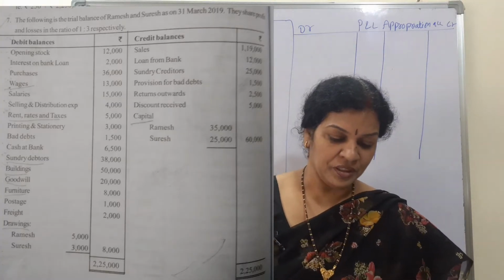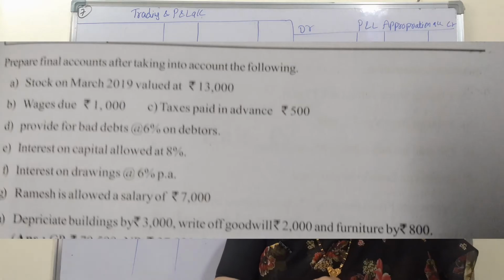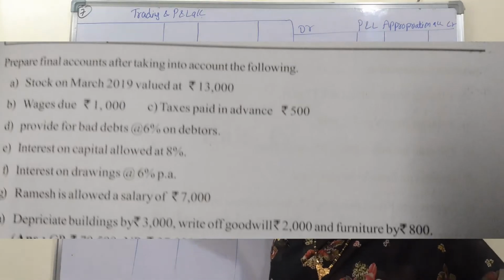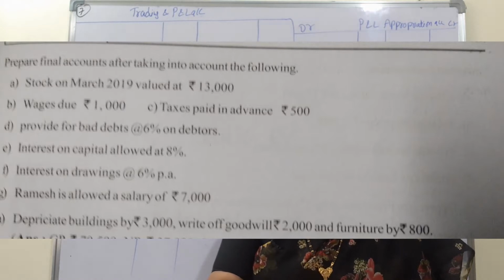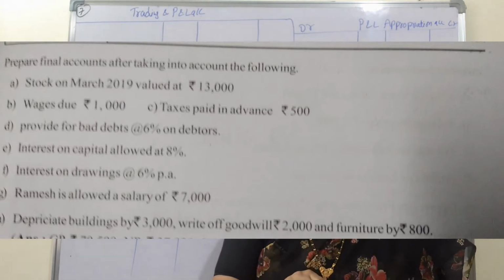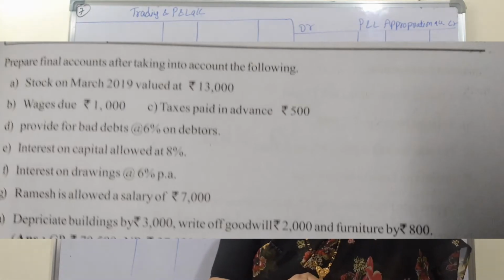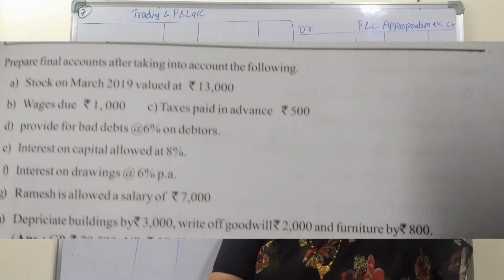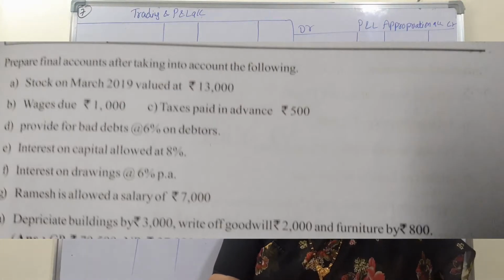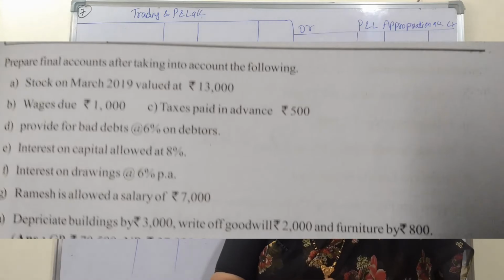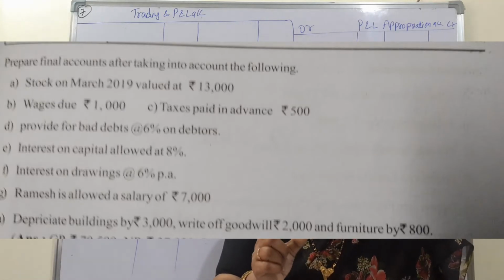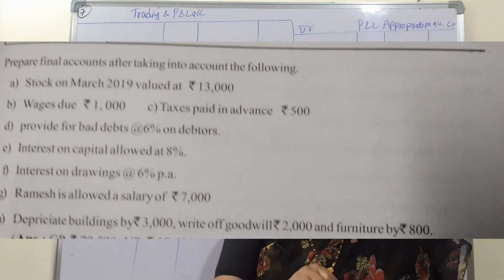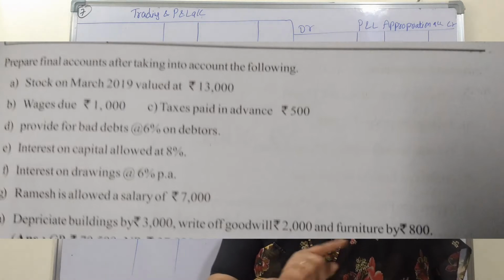Now the adjustments. Closing stock is 13,000. This appears two times, on the credit side and as a balance sheet asset, you know this. Wages due is an adjustment, so near the wages we'll put a tick mark. Taxes paid in advance means prepaid taxes. Provide for bad debts at the rate of 6% per annum on debtors. Provision for bad debts of 1,500 is already there in the trial balance, but actually 6% is the required provision. We provided 1,500 already, so this we need to calculate.